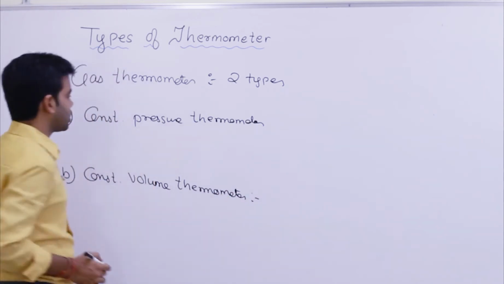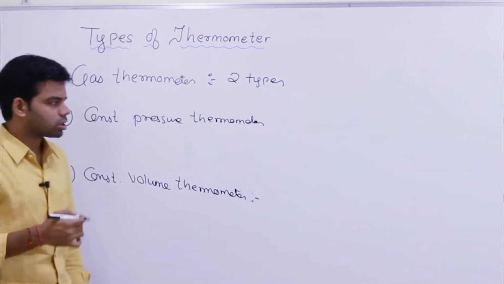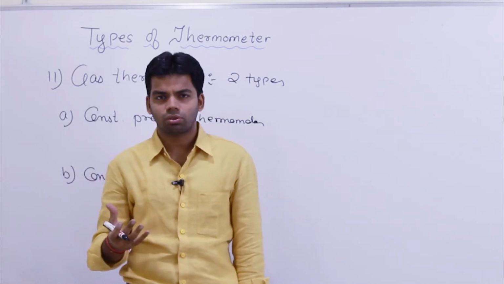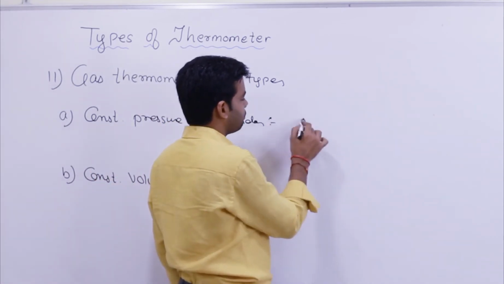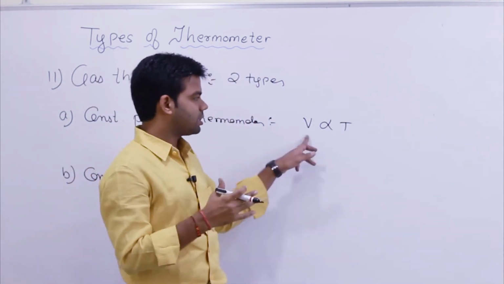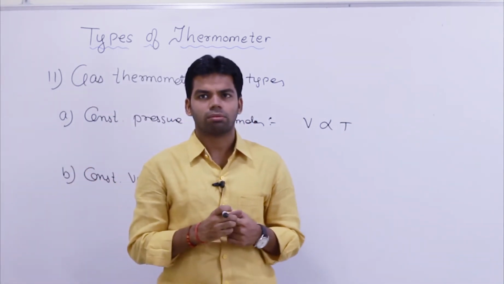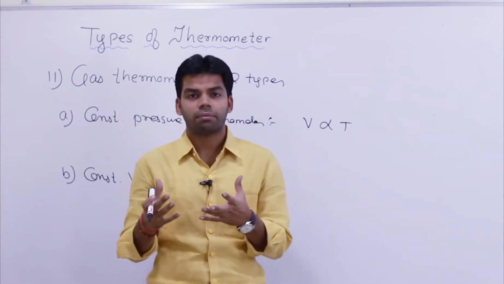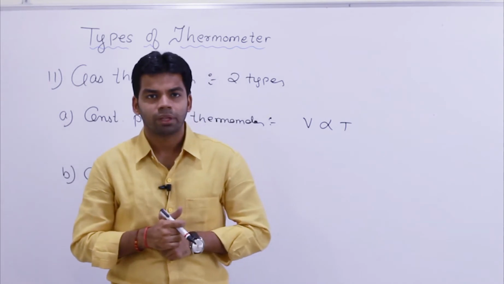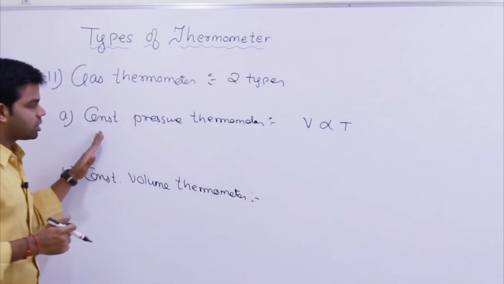It can be a constant pressure thermometer or a constant volume thermometer. Constant pressure thermometer means if pressure is constant, then as we know PV is equal to RT. If pressure is constant, then obviously V is directly proportional to T. That means if the volume is increasing, obviously the temperature will increase, or we can measure the change in temperature based on the increase or decrease in volume. Getting this? So these are constant pressure type thermometers.